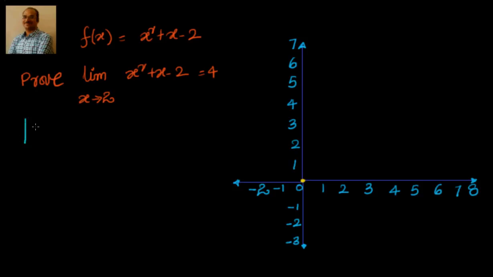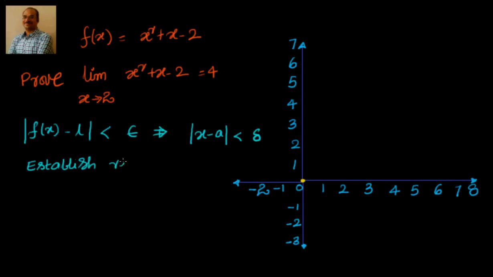For that, we will start from mod of f of x minus L less than epsilon, and try to convert it into mod of x minus a less than delta, so that we can establish the relation between delta and epsilon. Once we do that, then we'll go ahead with the proof.